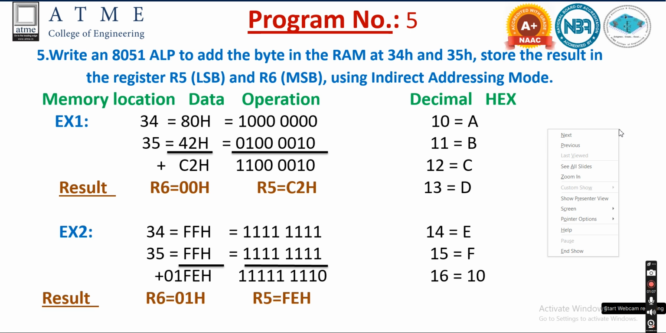One example is where you are adding two bytes without generating a carry, and another example is where, after the addition, the carry will be generated. In the first case, whenever you are adding 80 plus 42, the carry is not generated.